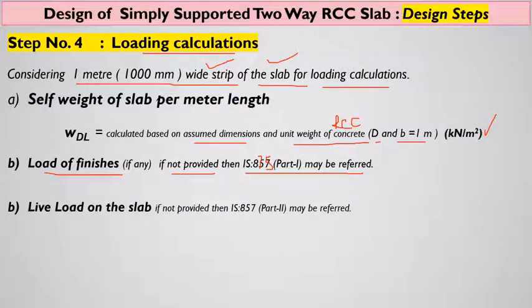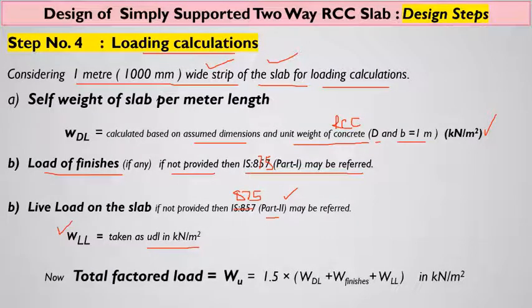And similarly, live load on the slab, if it is not provided, again here you have to make the correction, that is 875 we can take, and part we can refer, that means IS 875 part 2 we have to refer. So from that information in part 2 or information available in the statement, we can take live load in the form of UDL, that is in the unit of kilonewton per meter square for 1 meter strip having 1 meter width.